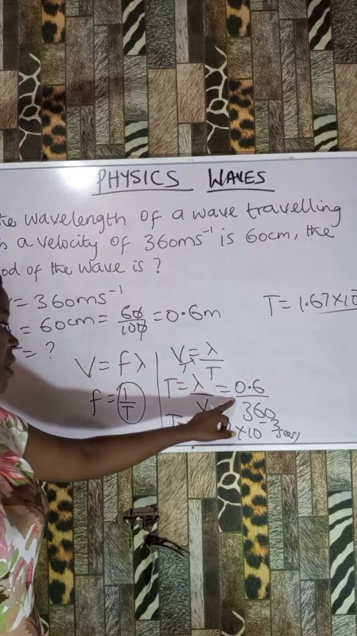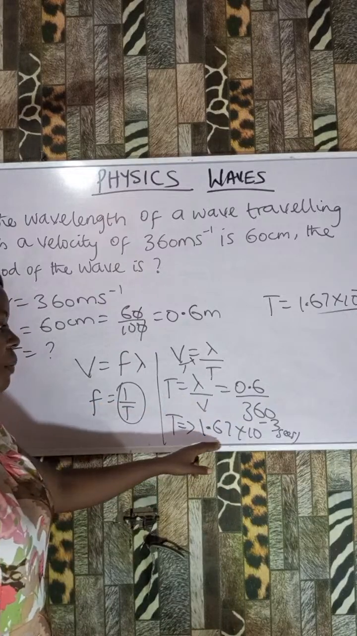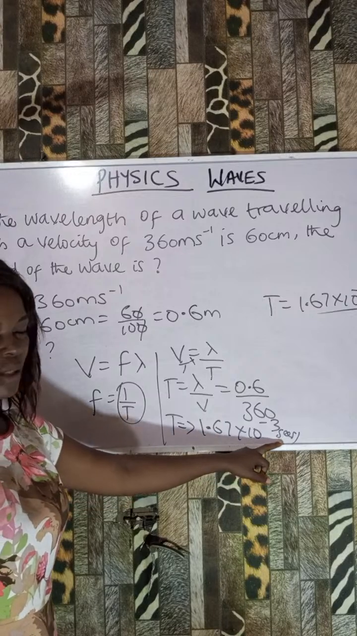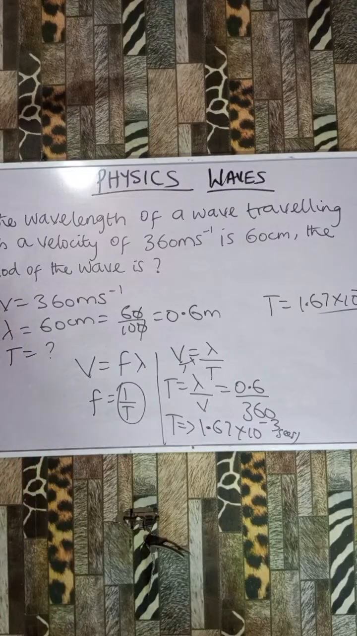I will just substitute into what I have. My wavelength is 0.6 and my speed is 360. By the time you divide, you're going to have 1.67 times 10 to the power of minus 3 seconds. That becomes the answer. All right. Are you clear? Do you understand now? My gifts, are you there?